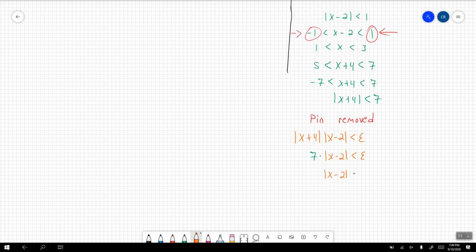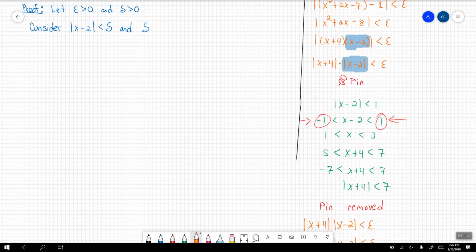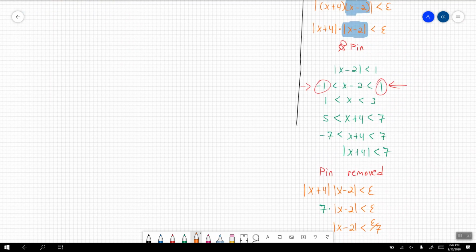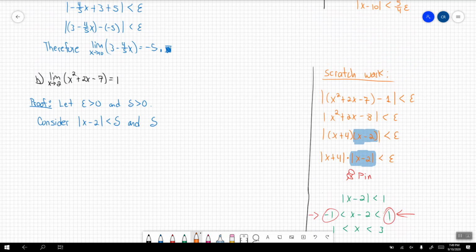which means that the absolute value of x minus 2 must be less than epsilon over 7. And remember, if you chose a different value other than 1 to bound your x minus 2, this value that we have for epsilon divided by 7 could be anything else. Okay, so please make sure that you choose any value that you'd like. I only chose 1 just to make it easier on us.